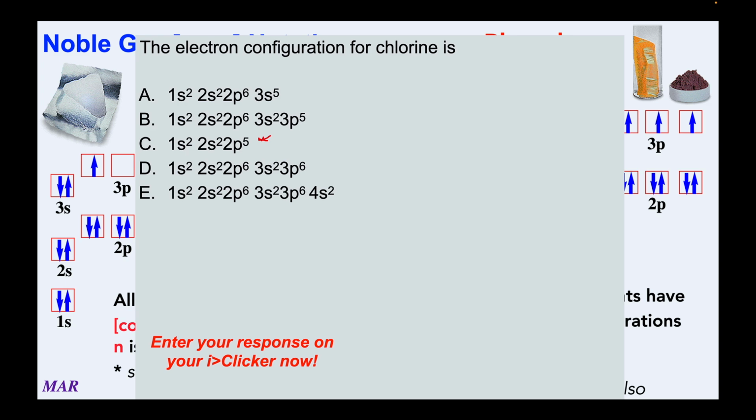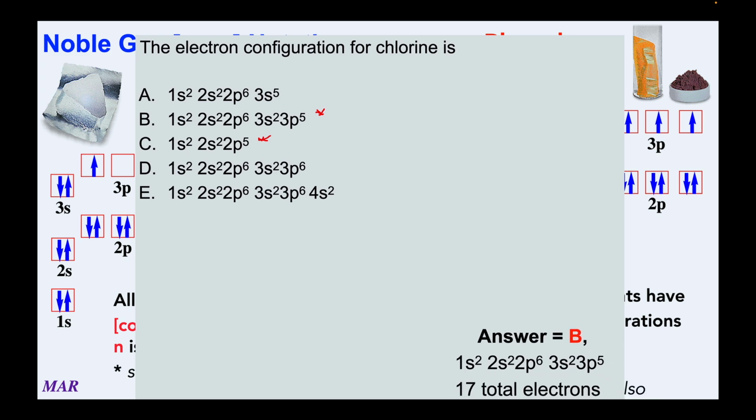So if you look at these different superscript numbers, all of them are not quite 17 except for B. And B, if you count that up, 2 plus 2 plus 6, that's 10, plus 2 plus 5, 7 more, 10 plus 7, 17 total electrons. So that does work sometimes. Now, it's not perfect, but that is one way that you can do these kinds of configurations.